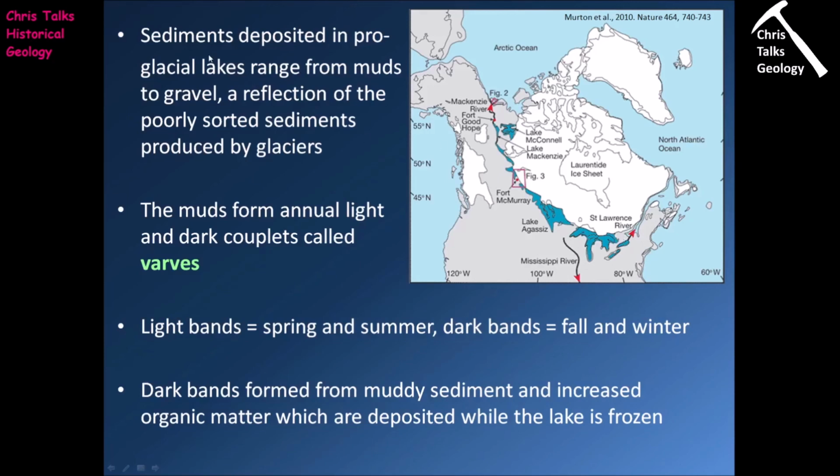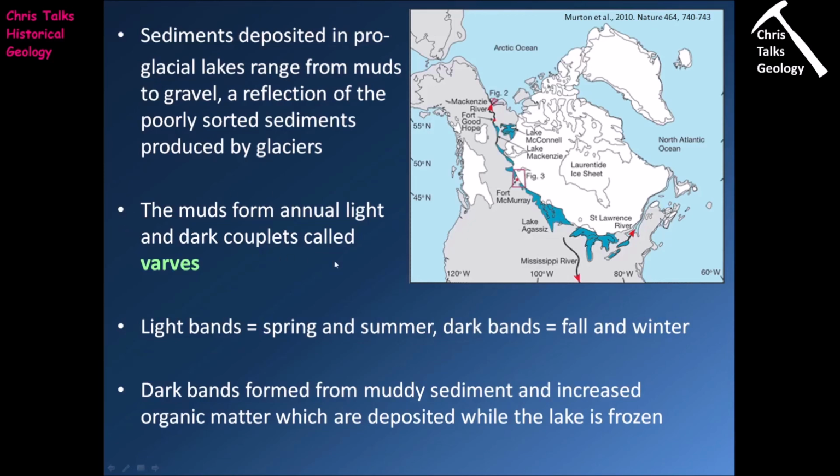Now, sediments deposited in proglacial lakes will range from muds to gravels, and this is a reflection of the poorly sorted sediment that's produced by glaciers. So remember, glacial ice contains sediment that ranges in size from clay-sized clasts all the way up to massive boulders. And so a lot of this sediment can become incorporated into the lake sediments deposited in these proglacial lakes.